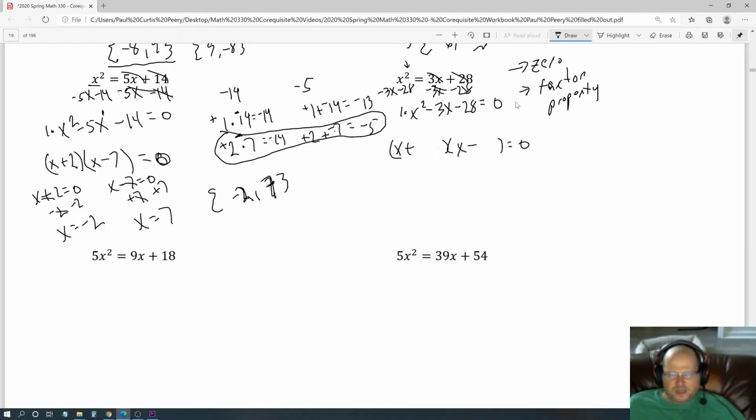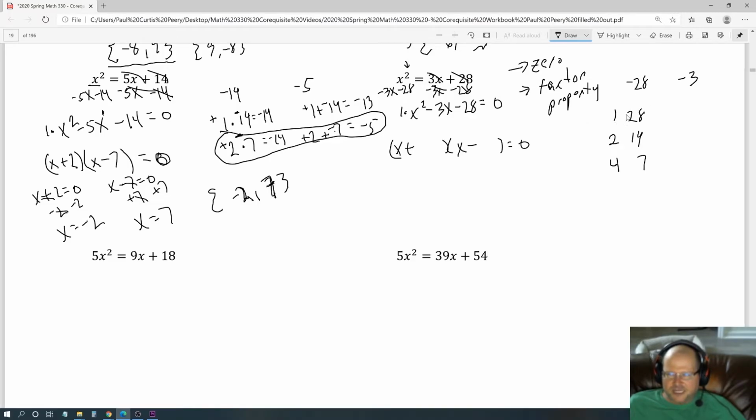Okay, so at this point, I'm looking for two numbers that you can multiply together to give you a negative 28, and if you add together, give you a negative 3. All right, so is it going to be 1 and 28? Is it going to be 2 and 14? Is it going to be 4 and 7? And it's going to be 4 and 7, right? Eventually, you're just going to do this mentally, though.